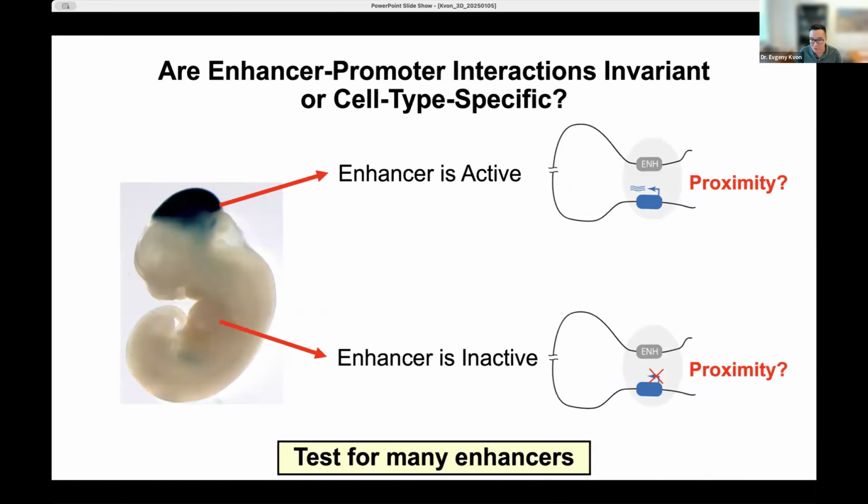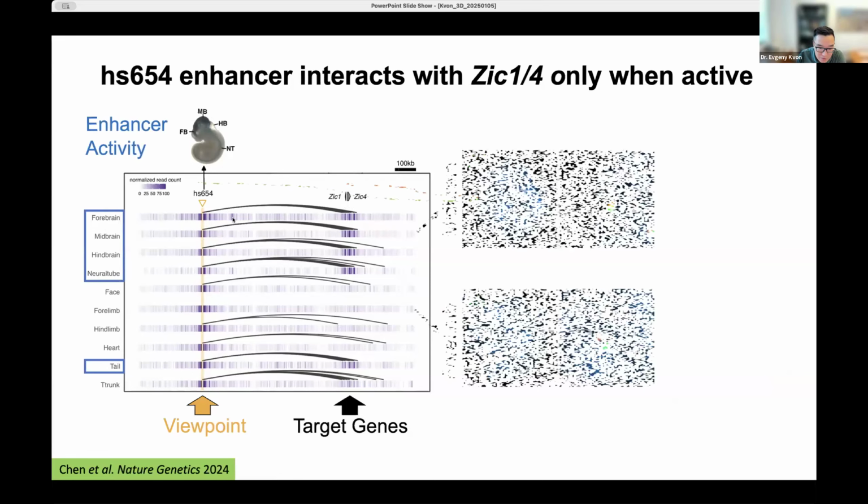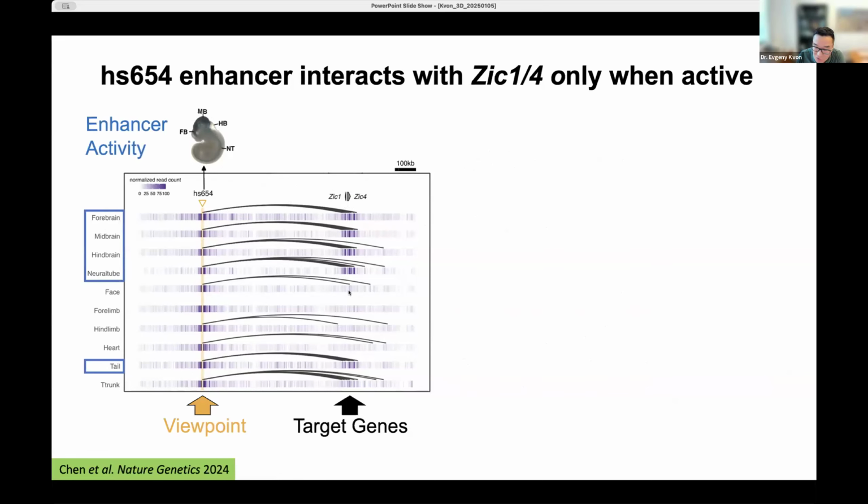But now, going back to the question that we wanted to address: is looping important, right? Now we can actually address it for a lot of enhancers that were experimentally validated. In this case of the HS654 enhancer that I showed you before, if you look at the contact profile of this enhancer across 10 different tissues, you can see that the strongest interactions are formed in tissues where the enhancer is active, in brain, neural tube, and tail and trunk. But in tissues where the enhancer is inactive, there's no contact.